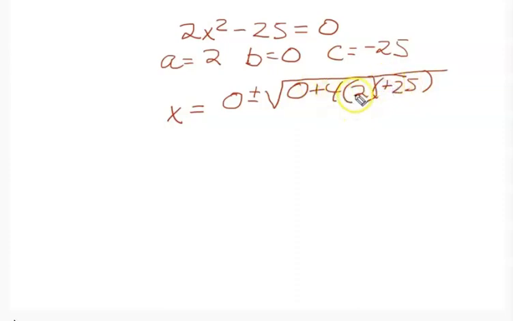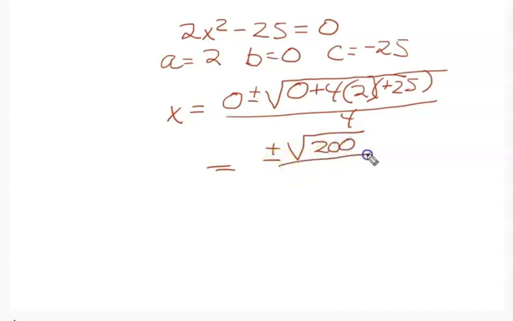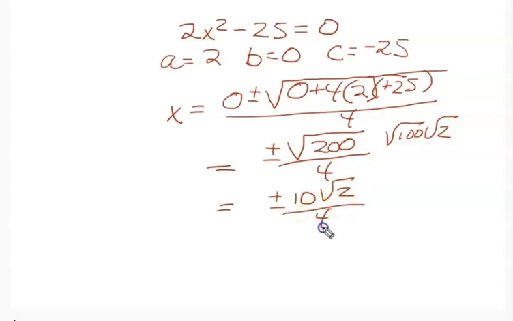So 4 times 2 is 8. 8 times 25 is 200, and that's all over 2 times 2, which is 4. So this is going to be plus or minus the square root of 200 all over 4. Now, we did this one in the previous lesson. This is the square root of 100 times the square root of 2. So the square root of 100 is 10. So this now becomes plus or minus 10 square root of 2 over 4.